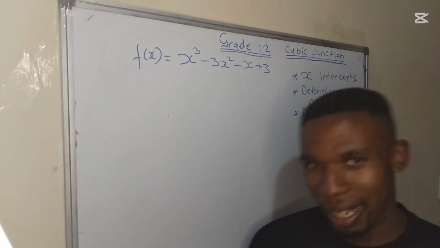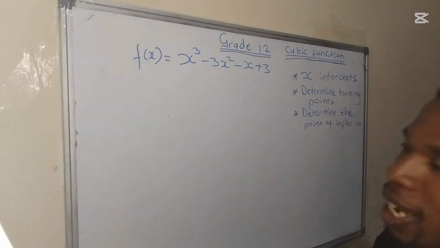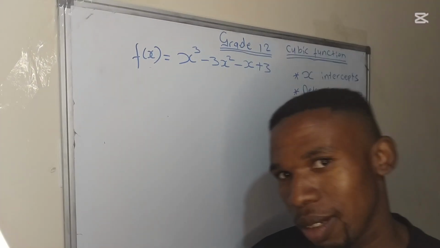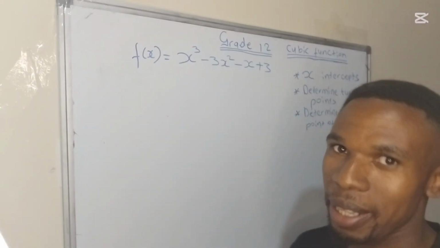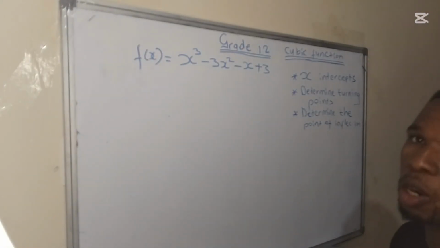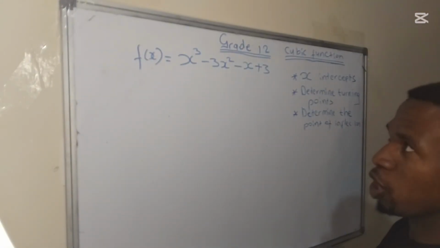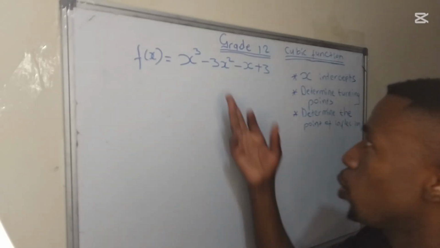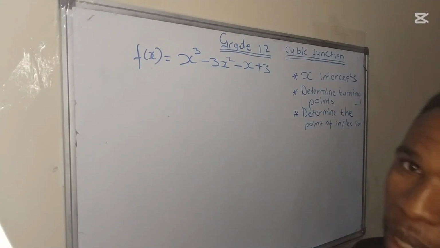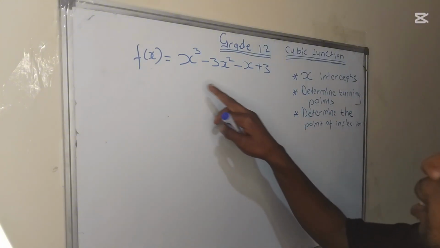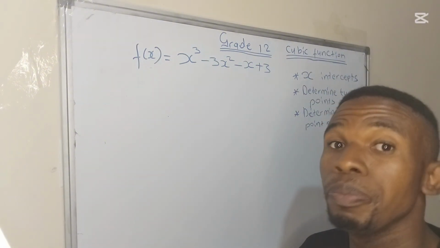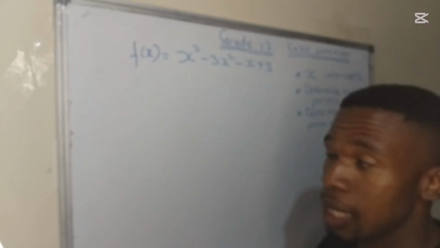Hey guys, in this video we are going to learn how to determine the coordinates of the turning points for any cubic function. In order to determine the turning points of any cubic function, you just need to know how to derive. You just need to know how to derive the original equation of the cubic function, right? So let's find our first prime. Then after finding our first prime, we are going to equate our first prime to 0 and solve for x.